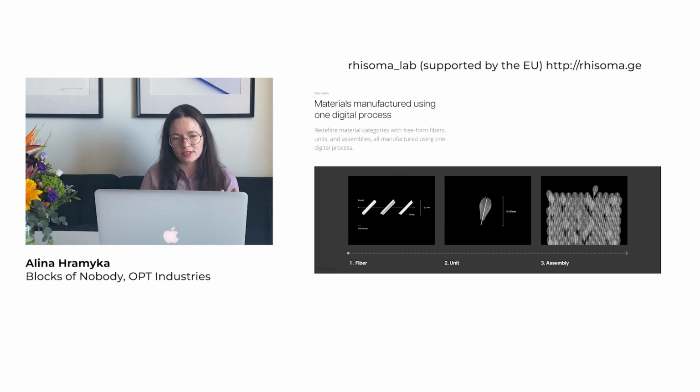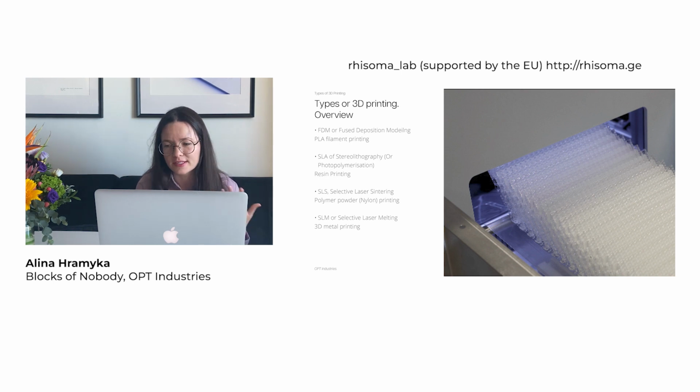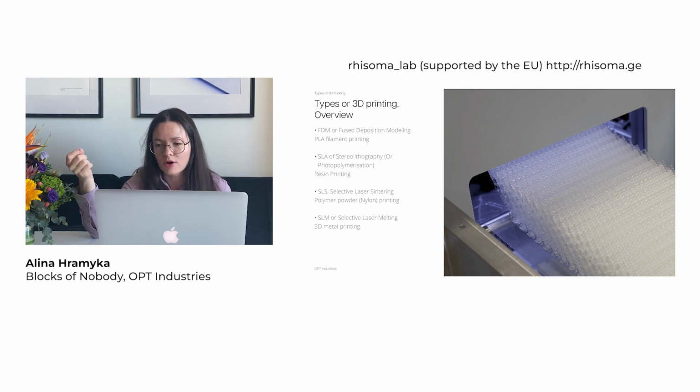And a little bit about the technology. As far as you know, there are several types of 3D printing. At OPT, we're using photopolymerization. This is basically when you have a liquid resin, and by projecting an image, you can cure the resin, and it becomes solid. This is how it goes from liquid to a solid object.